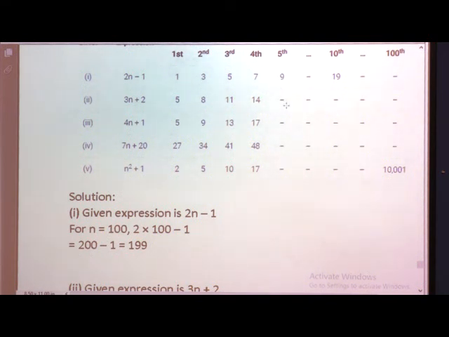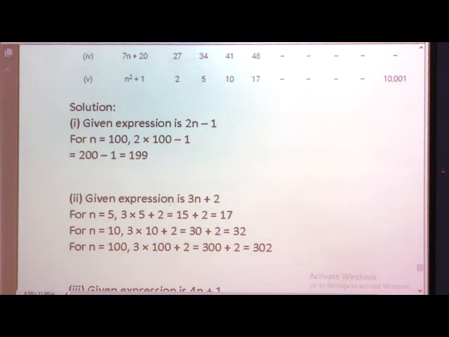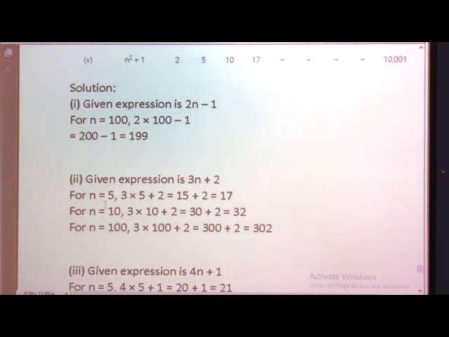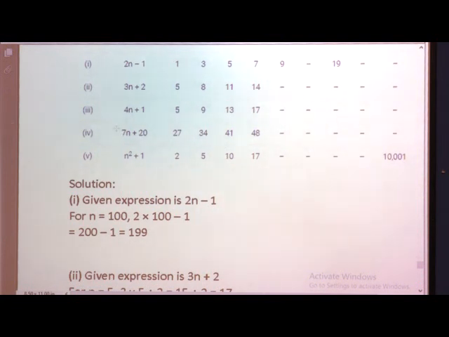Here we have to find the fifth term. So, what will be n? n will be 5. 5 multiplied by 3 is 15 plus 2 is 17. So, here we will require 17. In the given expression 3n plus 2, if n is equal to 5, we will require 17. If n is equal to 10, we will require 32, and if n is equal to 100, we require 302. This is the pattern. Already the expression is given, so it is easy to find the value.